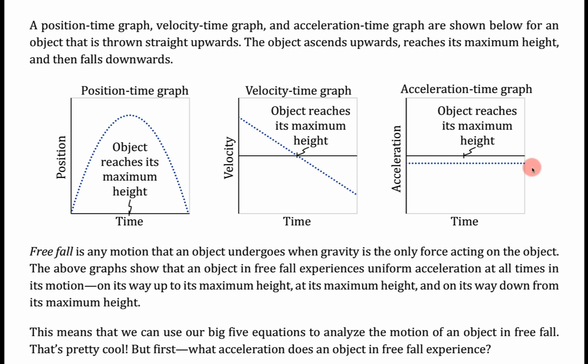And so, since the acceleration time graph for our object in free fall is straight and horizontal, we can actually use our Big Five equations from our previous lesson to analyze the motion of objects in free fall. So that's pretty cool, I think. But of course, before we actually start analyzing the motion of objects in free fall, we need to know what acceleration an object in free fall experiences. So what is the acceleration of an object in free fall?